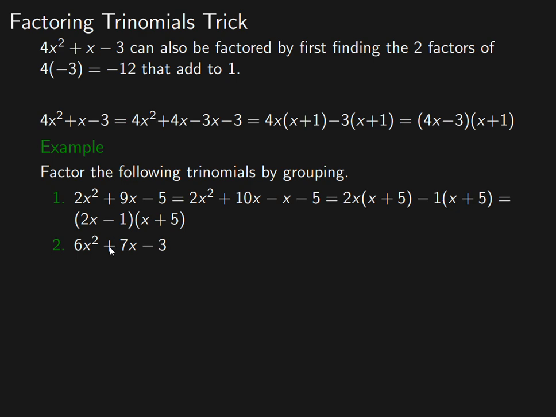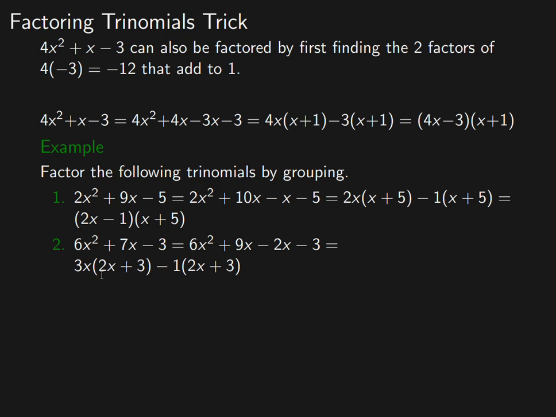So now we look for two factors of 6 times minus 3, which is minus 18, that add up to 7. So 9 and minus 2 are those two numbers. So we have 6x squared plus 9x minus 2x minus 3. So the GCF of the first two is 3x. So let's factor that. So we have 3x times 2x plus 3, and we will factor out minus 1 from the last two.